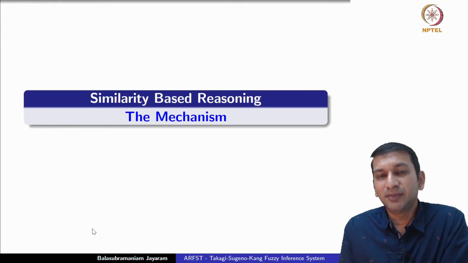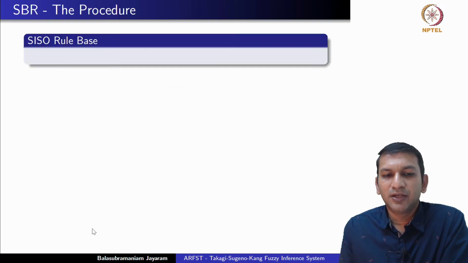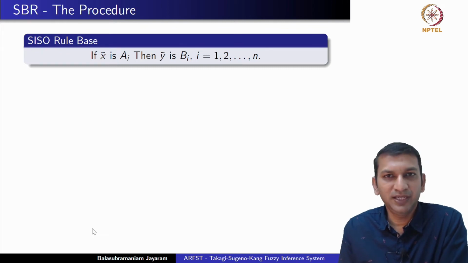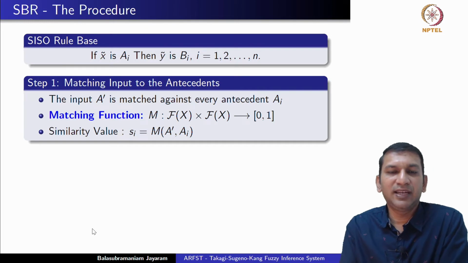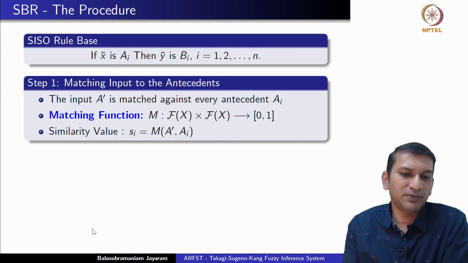Let's revisit the mechanism underlying the similarity-based reasoning scheme. So we are given a single input, single output rule base of this form: if x tilde is Ai, then y tilde is Bi. In the first step, given an A dash, which is a fuzzy set on x, we match this A dash, the given input, to each of the antecedents Ai using a matching function and obtain the similarity value Si, which is typically in the range of 0-1.